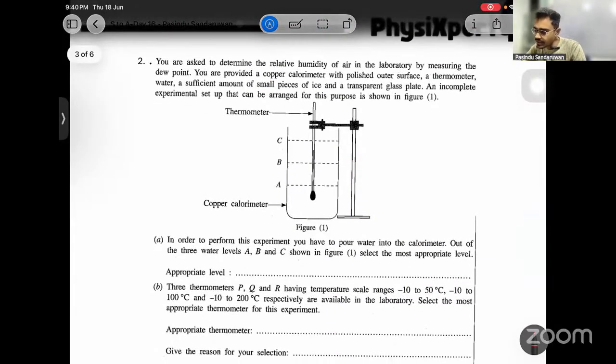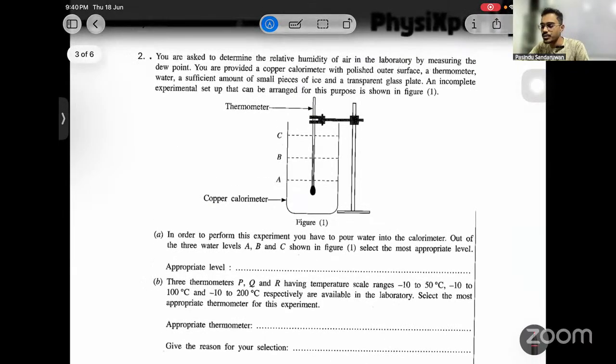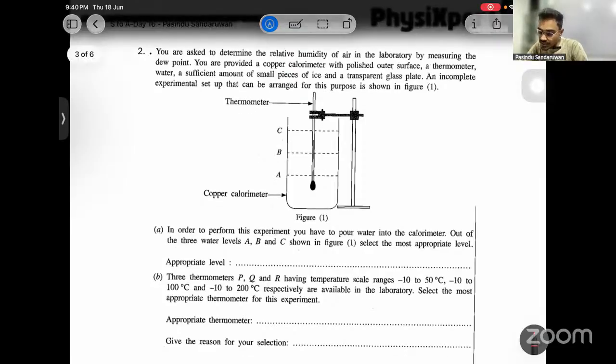You are asked to determine the relative humidity of air in the laboratory by measuring the dew point. Another popular experiment we have, and this is the only experiment we have to find the dew point. Humidity, dew point experiment. This is the only one, right? You are asked to determine the relative humidity of air in the laboratory by measuring the dew point.